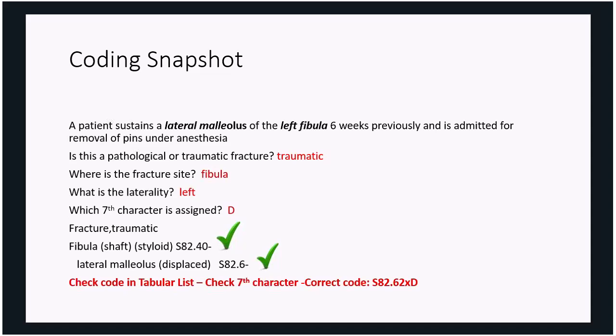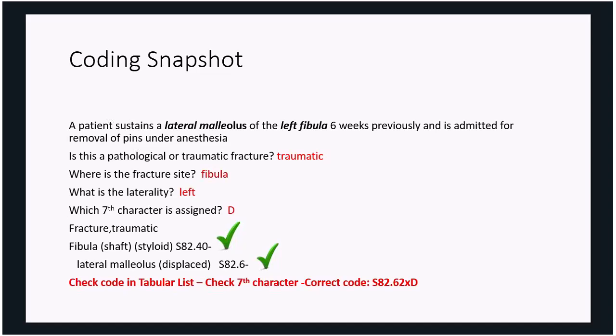So I've got here highlighted where the fracture occurred on the fibula. Specifically, the lateral malleolus is where it occurred. So let's run through our questions. Is this a pathological or traumatic fracture? There's no sign of disease here in this example, so this would be considered a traumatic fracture. The fracture site is the fibula. The laterality here is left, and our seventh character here is going to be D.